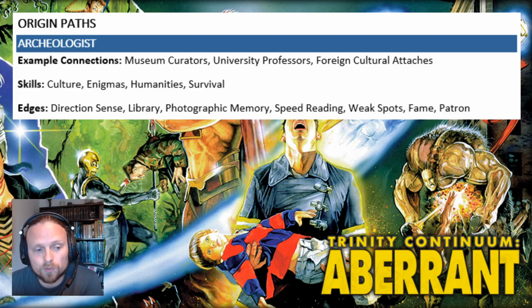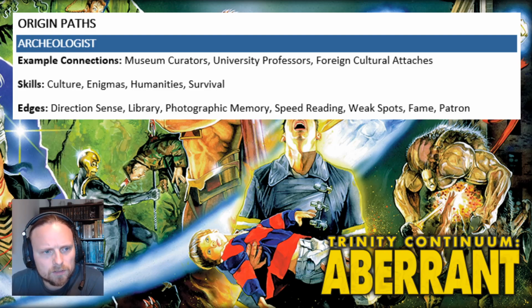Most of the ones in the book have 3 or 4 of them. And I went with stuff like museum curators, university professors, and foreign cultural attaches as the example connections you could have being an archaeologist. That just made sense for me, but when you're creating a path, any example that makes sense, you could really do. And when we get to using this later, you see that these are really just examples, and I'm going to twist them a little, not much, with some of the paths.